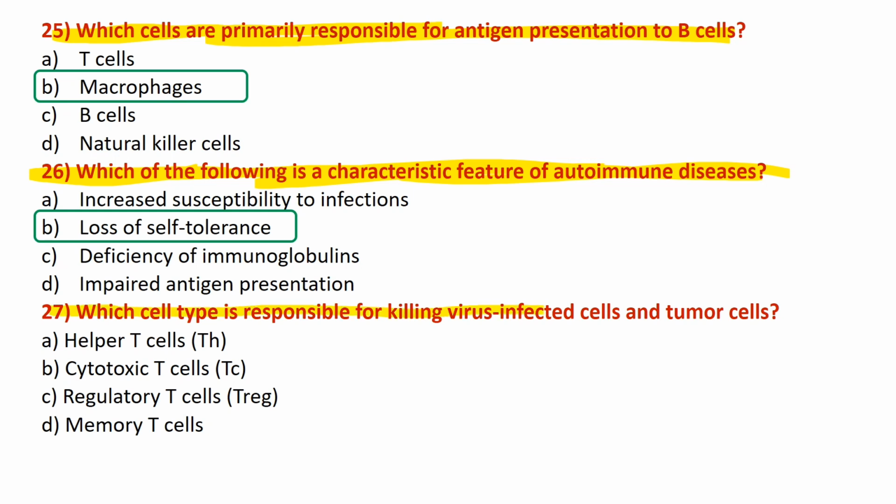Which cell type is responsible for killing virus infected cells and tumor cells? And the right answer is option B, cytotoxic T cell. It is also known as TC cells, responsible for killing virus infected cells and tumor cells.